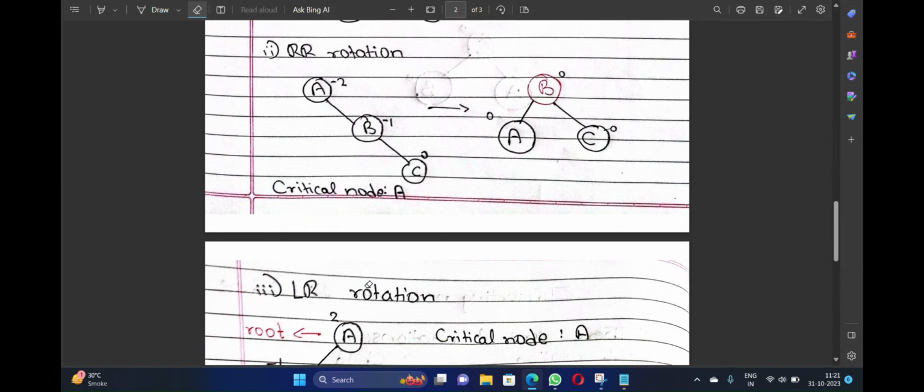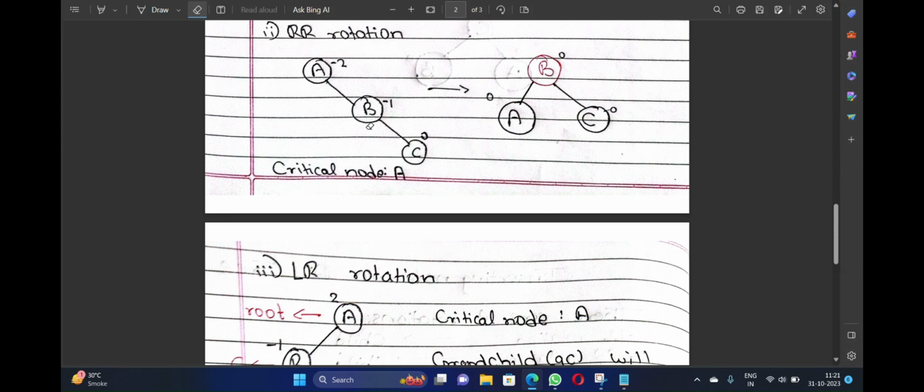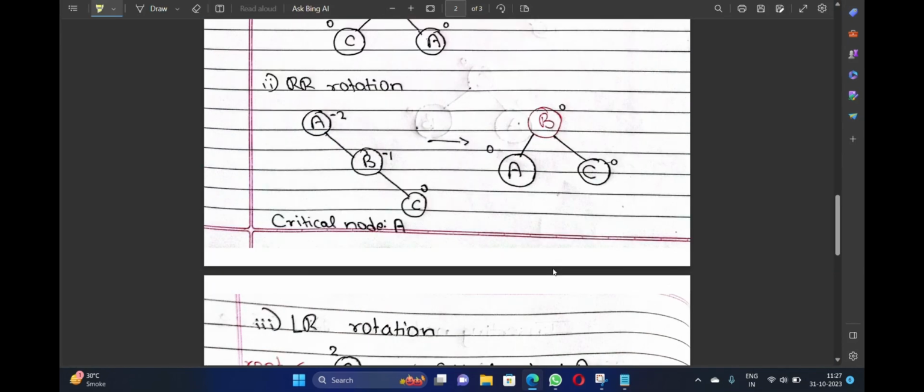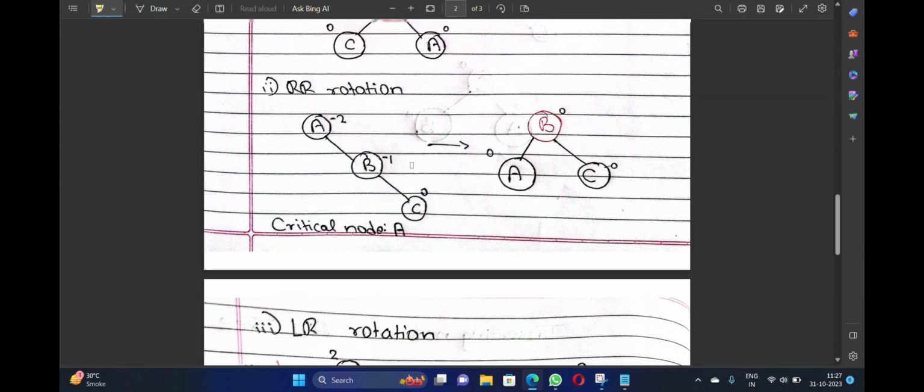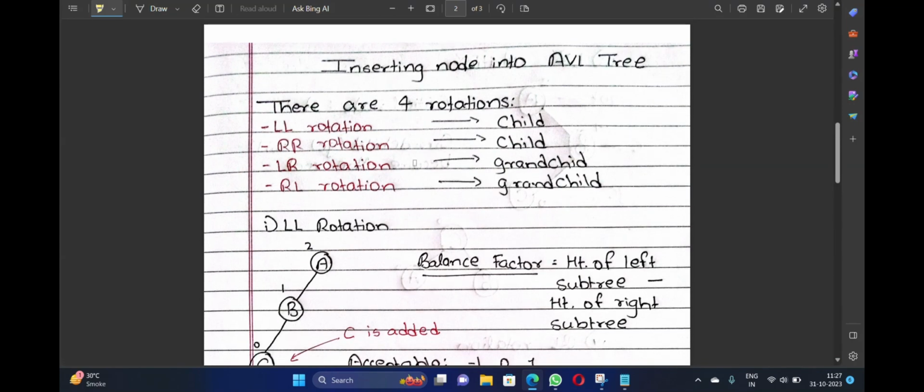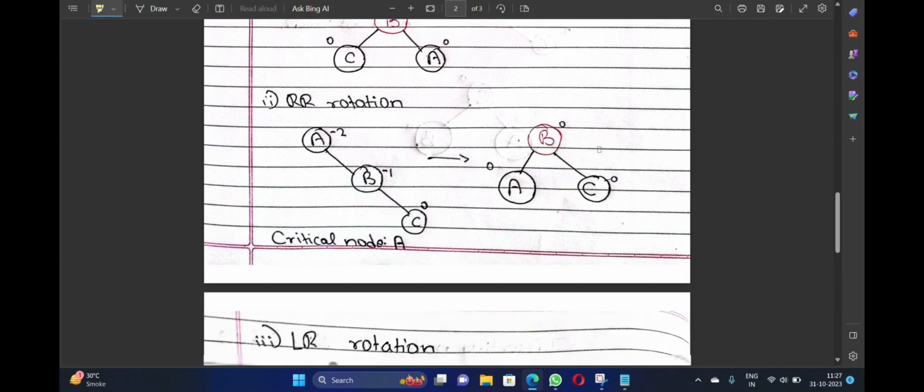Now we are moving to the right rotation. In right rotation, we perform rotation with the child element only. This child node will be replacing the critical node. Here the critical node is A, and the child node is B, because B is the child of A. So B will be replacing A to make the tree balanced.